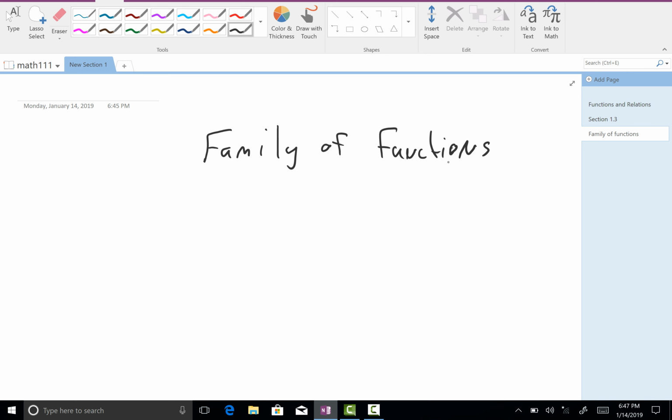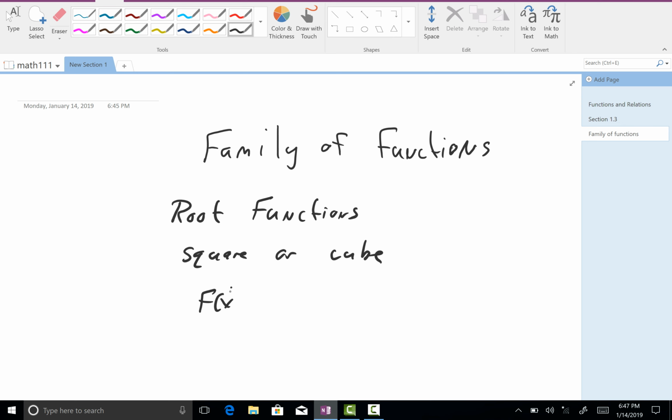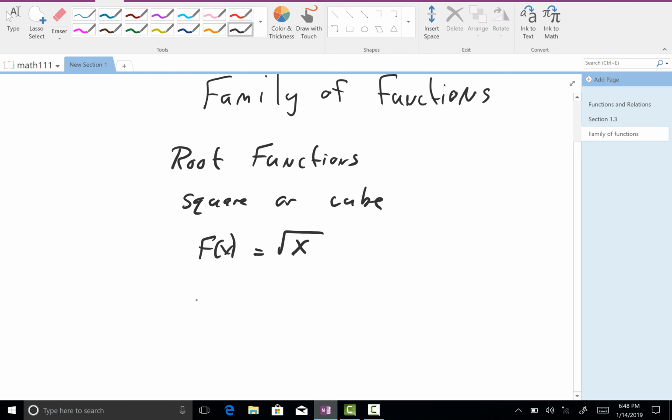and then they start off in this one with some root functions, right? So like a square root or a cube root. Like this, or like this. All right? And if we graph a square root, it's going to look like that. And if we graph a cube root, it's going to look like this.